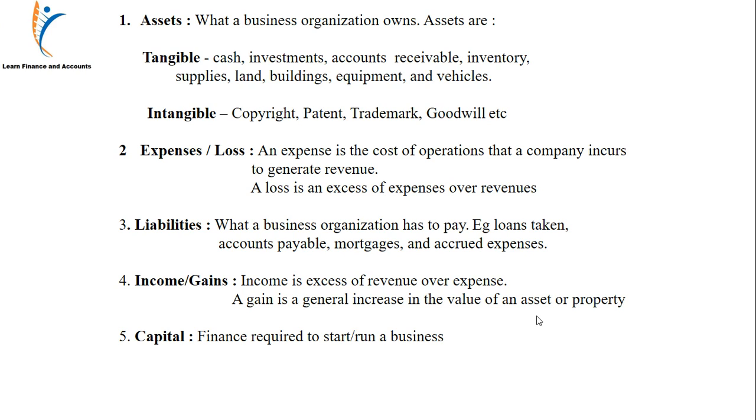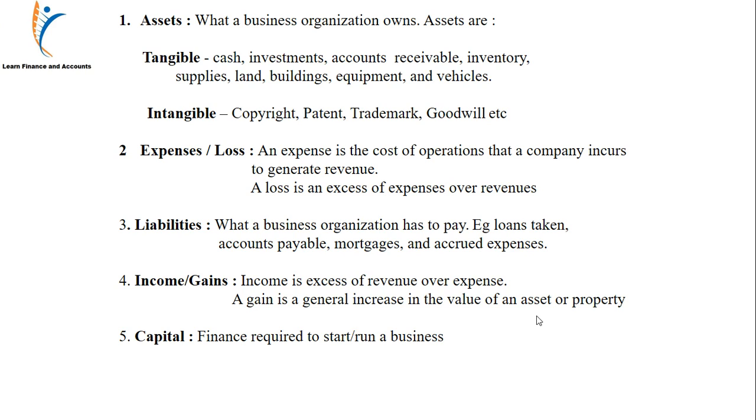Similarly, patent. A patent is given for inventions. A doctor invents or makes a medicine for a disease. Then the doctor owns a patent for that medicine. Any pharmaceutical company that wants to make that medicine will have to ask for a license from the patent holder. A trademark is also an intangible asset. So there are various intangible assets.